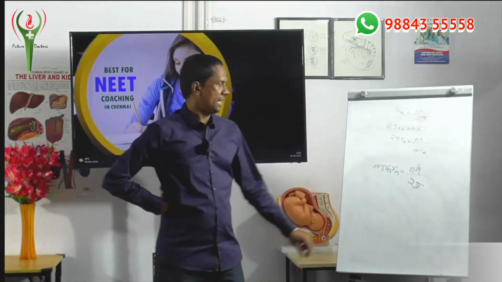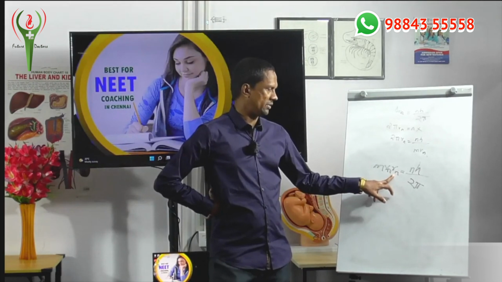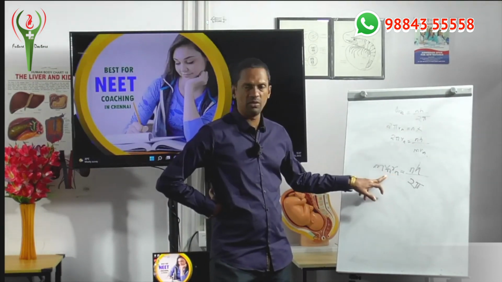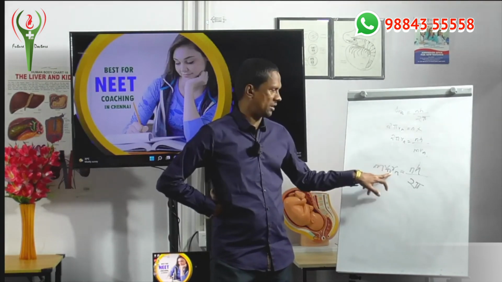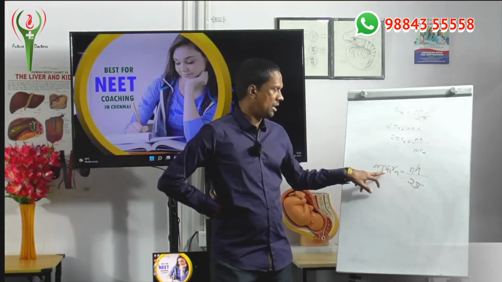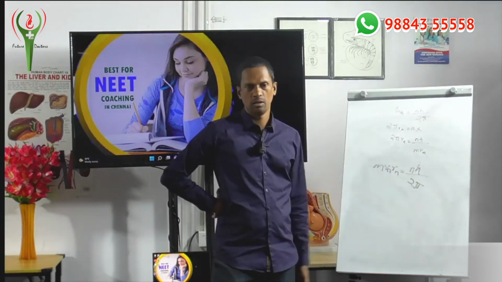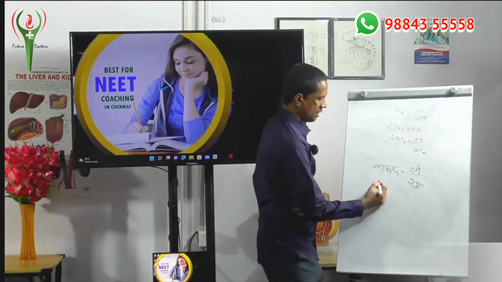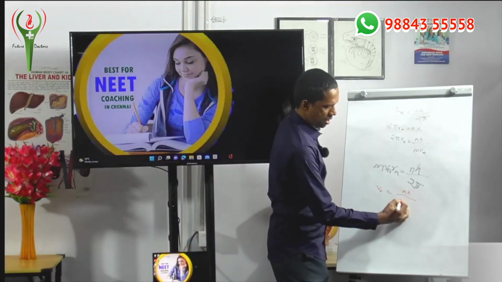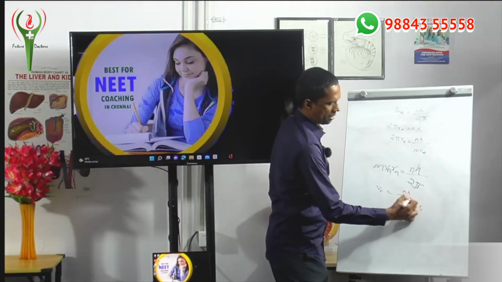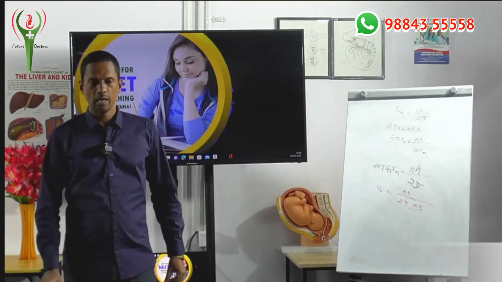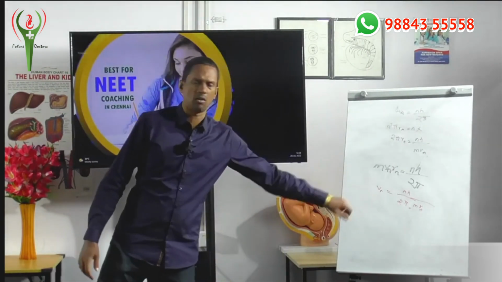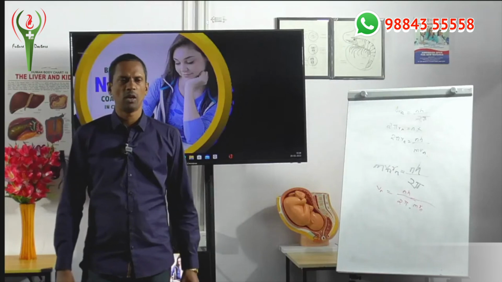So from the radius of the electron we can calculate the velocity v_n of the electron. The velocity of the electron is equal to nh by 2 pi divided by m r_n. So v_n is equal to nh over 2 pi m r_n. With this equation you can find the velocity of the electron.